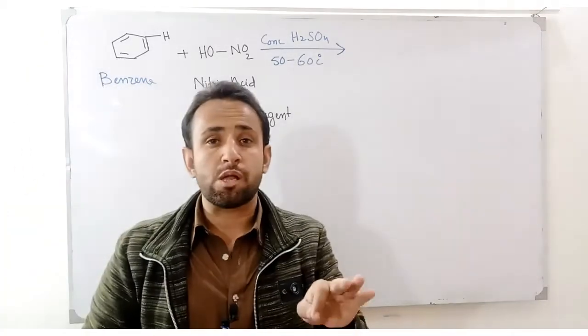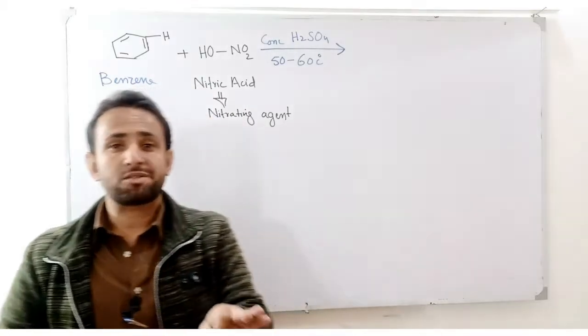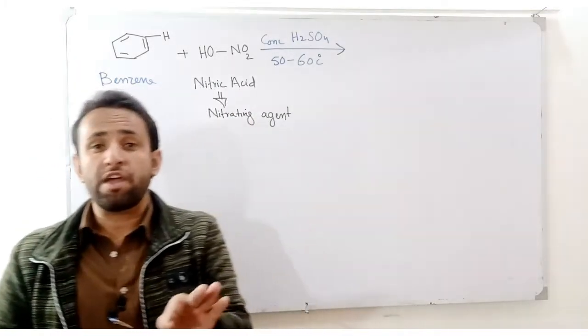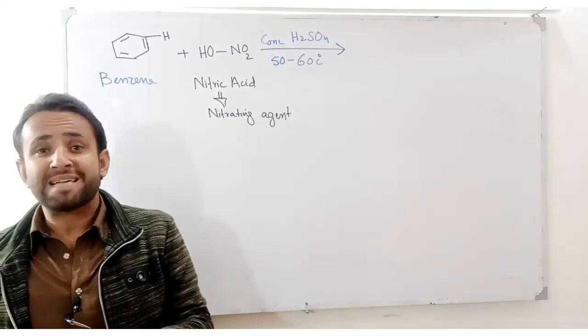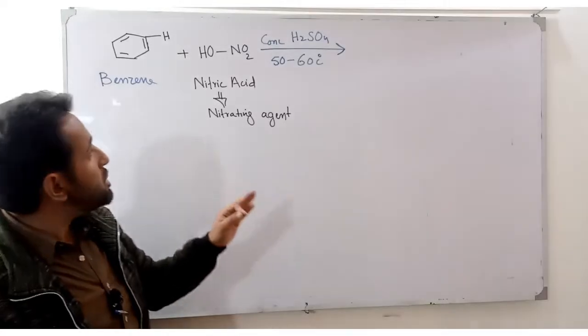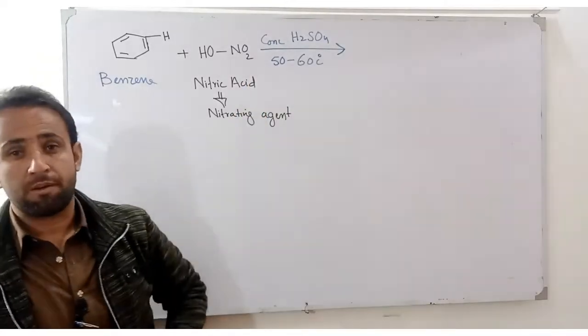If I use a low range of temperature, suppose 10 degrees centigrade or 20 degrees centigrade, then the reaction will be very slow. We will not get our product, that is nitrobenzene. So we use this kind of temperature.